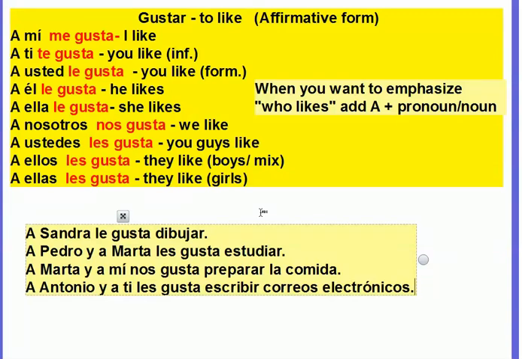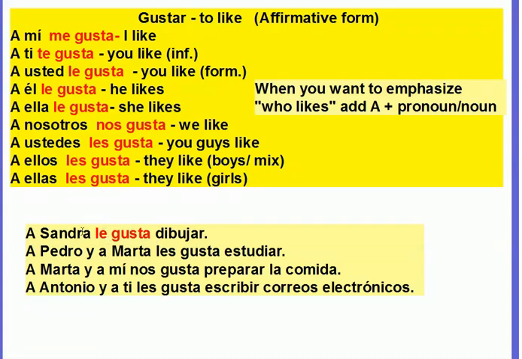Okay, what if instead of using pronouns, I want to use nouns? How do I do it? What if I want to say Sandra likes to draw? Well, in this case, I need to start my sentence with a. Then I put the name, a Sandra. And then I need to be careful to match my verb with the subject that I'm using. In this case, it's Sandra. So I need to say a Sandra le gusta. And the reason I'm using le is because le is used for she, he, and you formal. Since Sandra is she, I say a Sandra le gusta dibujar.